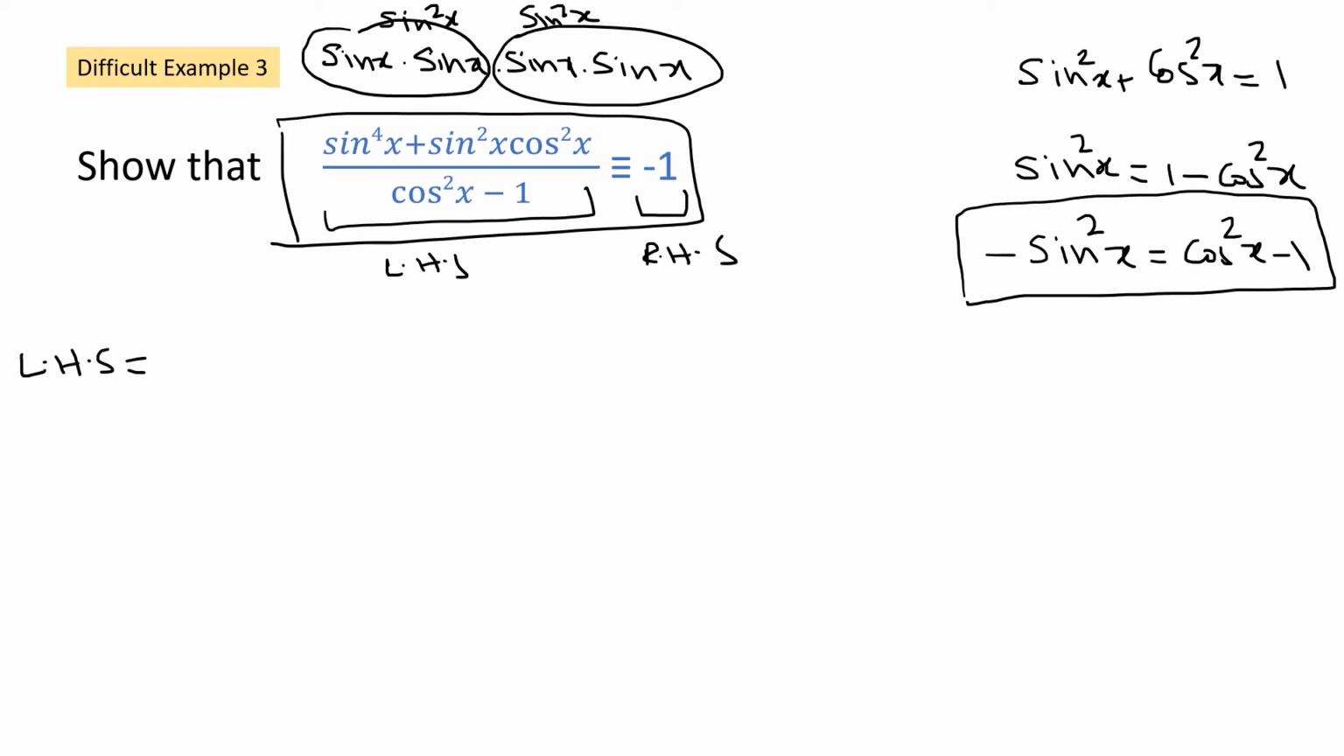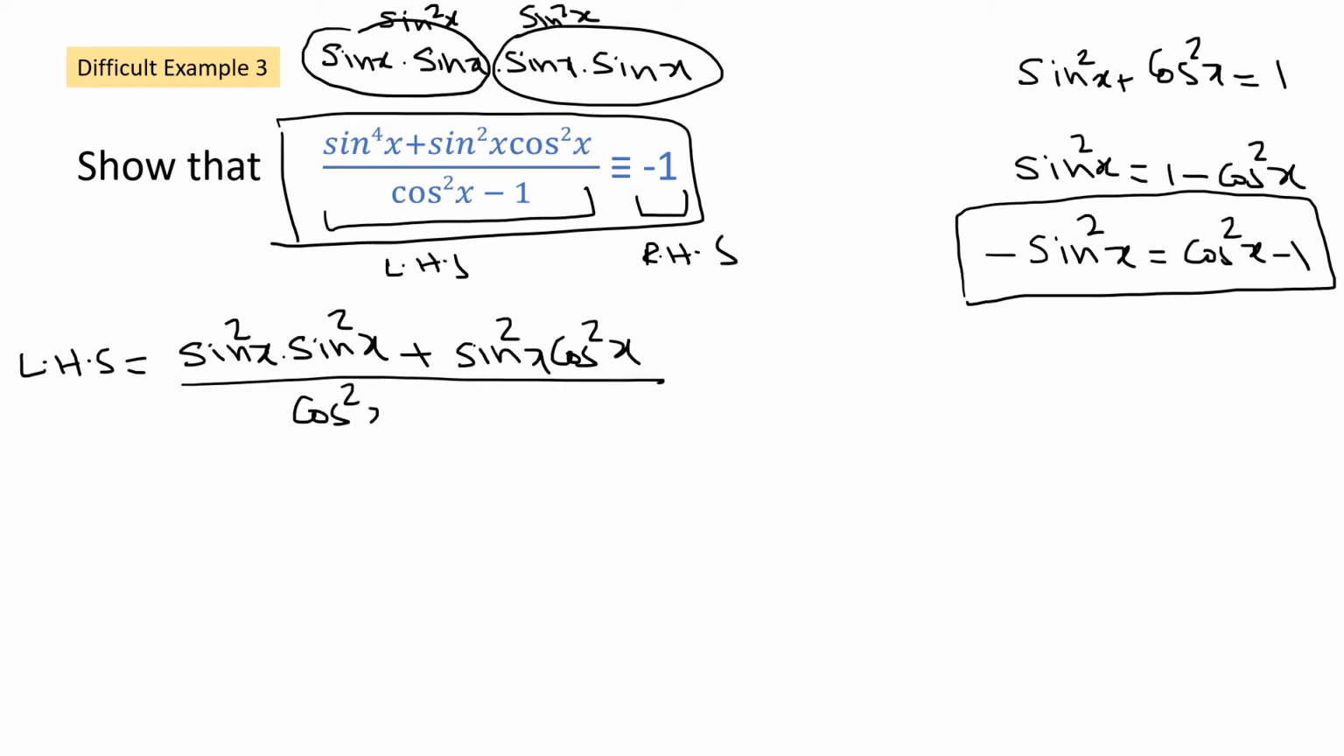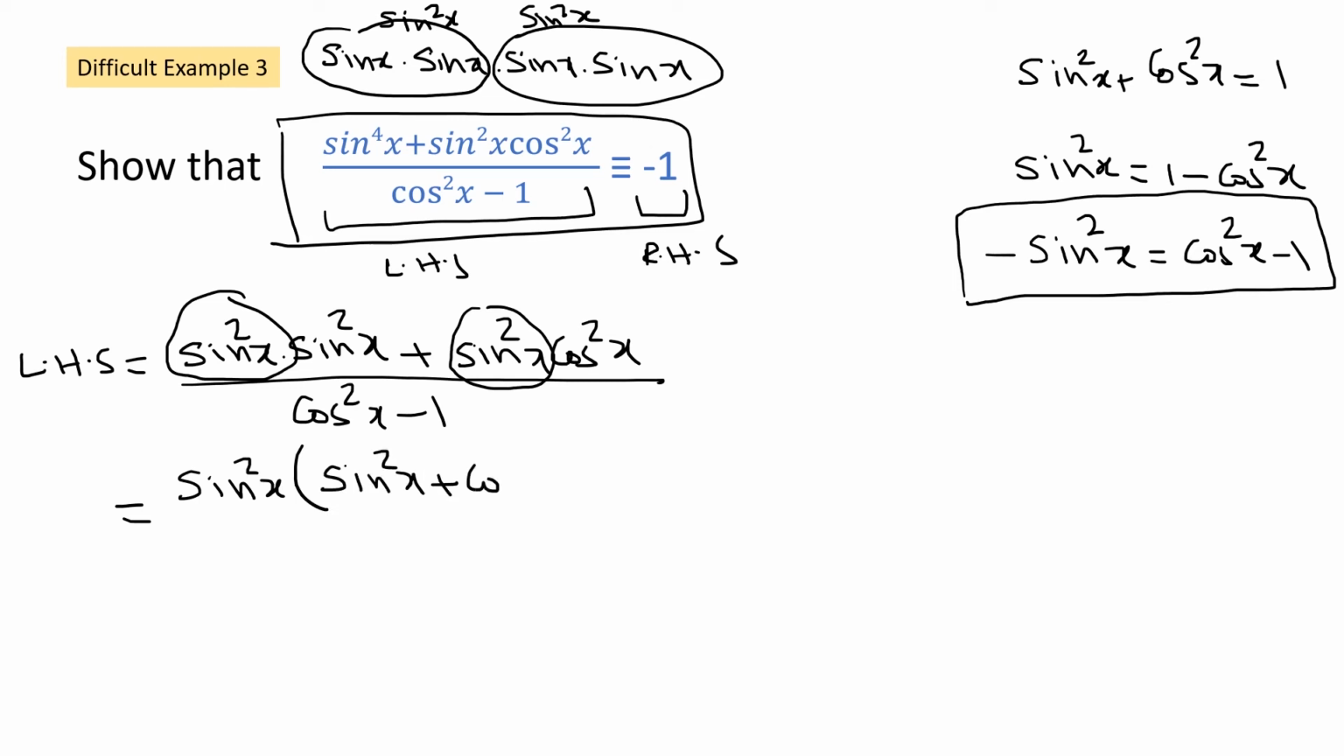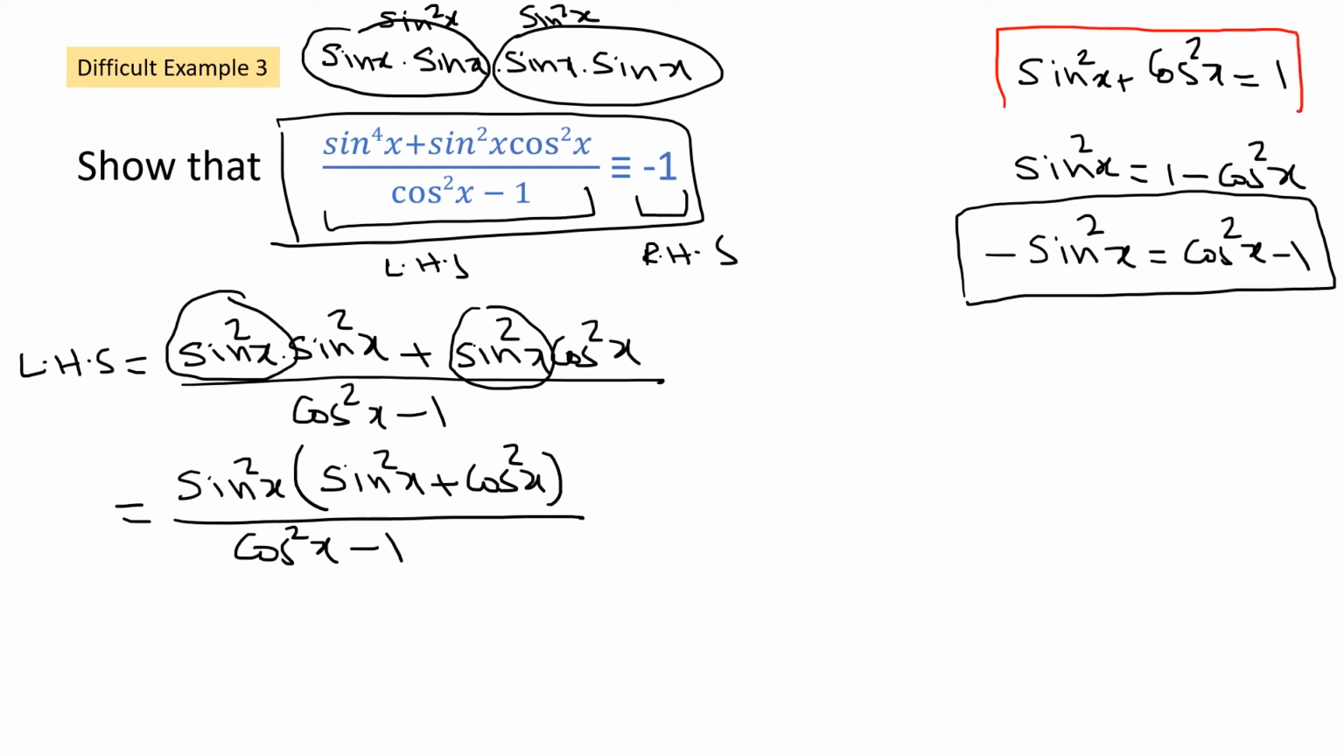So the left hand side, sin^4 x, is going to be sin^2 x times sin^2 x plus sin^2 x cos^2 x, over cos^2 x minus 1. In the numerator, I can take sin^2 x as a common factor. It will be sin^2 x times (sin^2 x + cos^2 x) over cos^2 x minus 1. We know from our first identity, sin^2 x + cos^2 x equals 1. Therefore, this is equal to 1, so we will be left with only sin^2 x in the top.